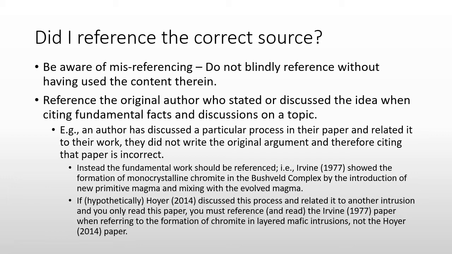And this often happens when we're talking about fundamental principles or concepts, which have been referenced a lot by subsequent readers. So the easiest way for me to describe this to you is to give you an example. So you want to make sure you're always referencing the original author who stated or discussed an idea, especially when we're talking about fundamental facts. So for example, an author has discussed a particular process in a paper and related that process to their current findings. Now you've only read the more recent paper. They did not write the original argument, and therefore citing the latest paper is actually incorrect if you are wanting to talk about the process or the facts that initial paper brought forward.